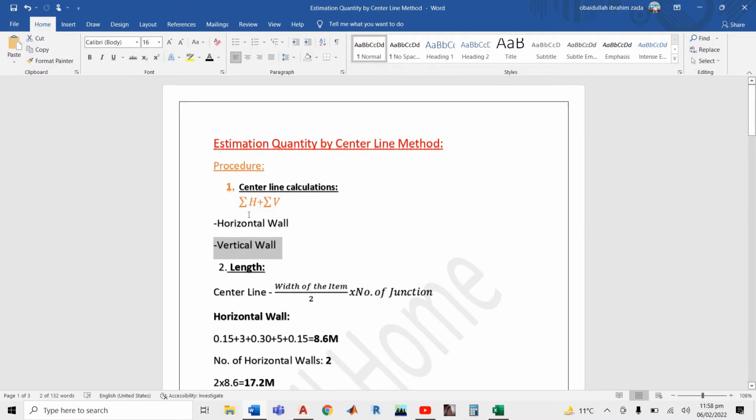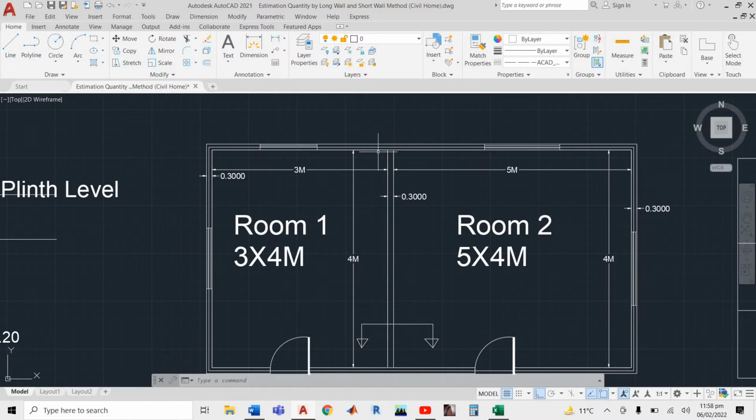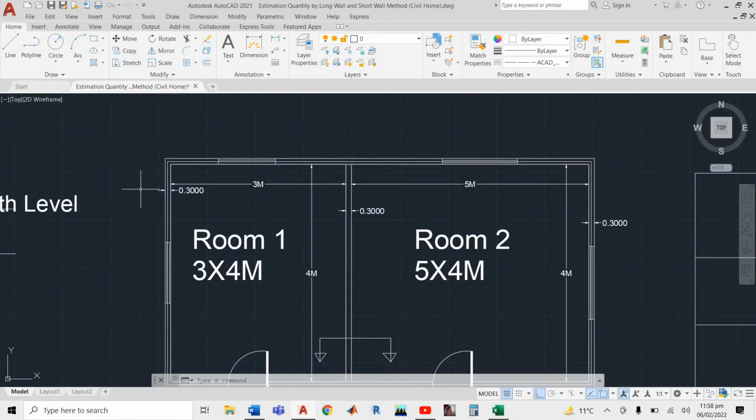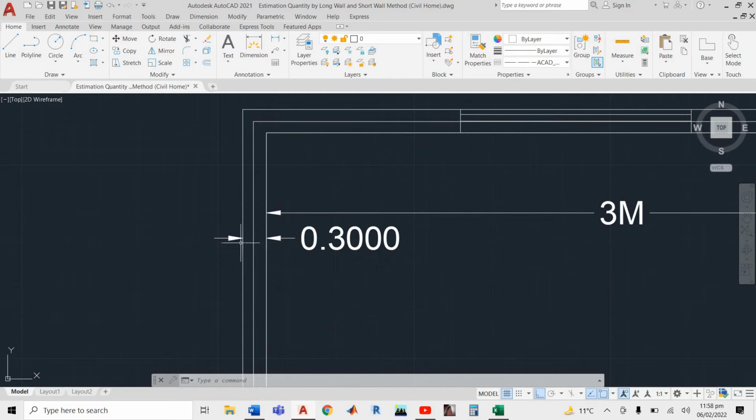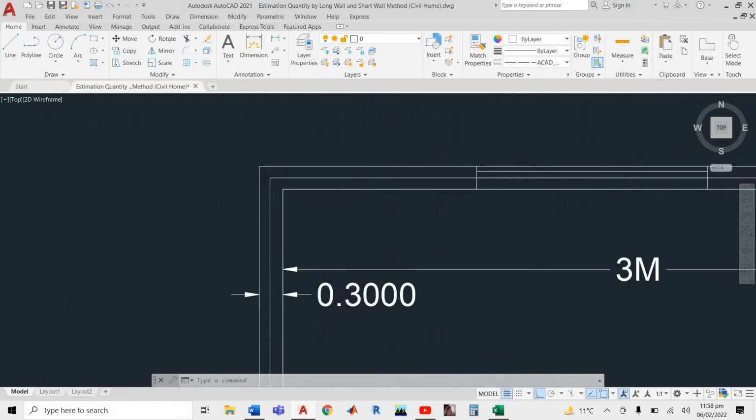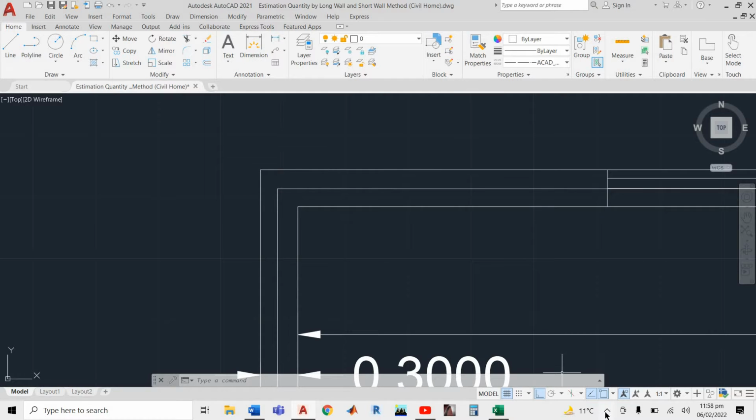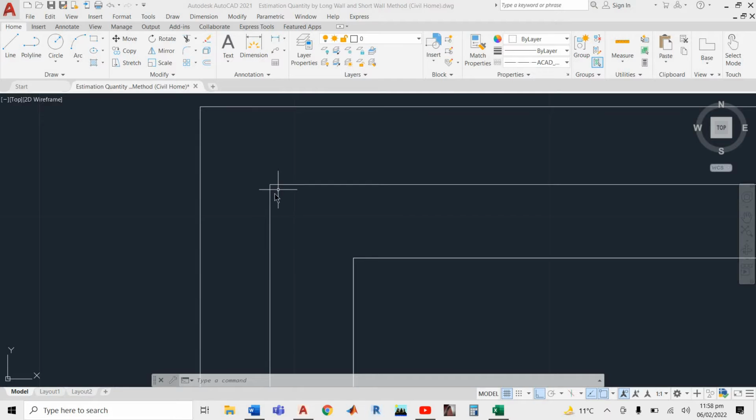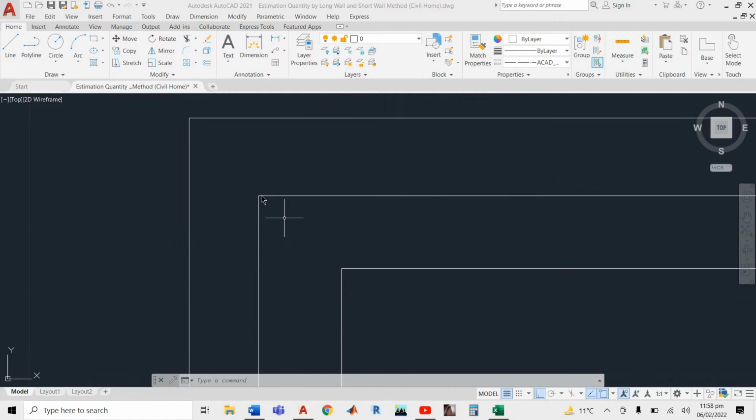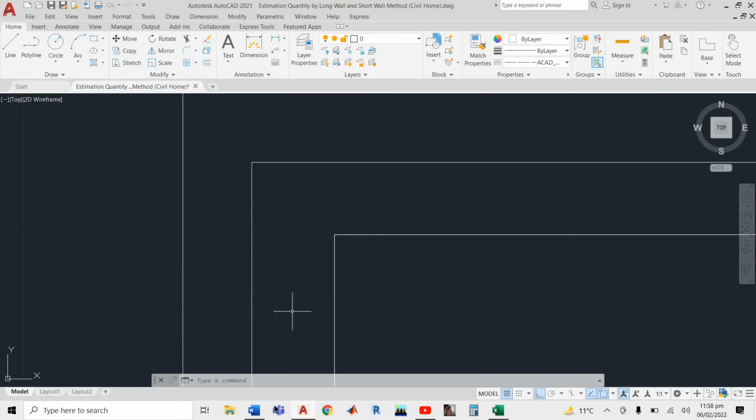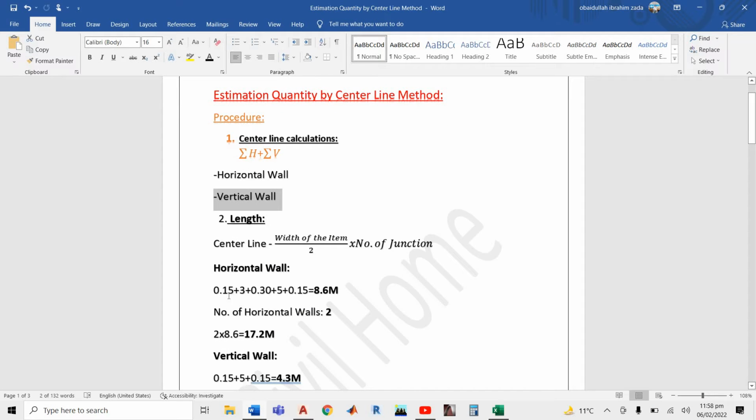So, first of all, you have to find the sum of the horizontal walls. How can we find the center line in a horizontal wall? Here we have to take the dimension of this wall, not 0.3. We have to take from this point, from the center. If it's 0.3 and you take from the center, how much does it come? 0.15. So the first thing that we have for the horizontal wall is 0.15. Look here, 0.15.